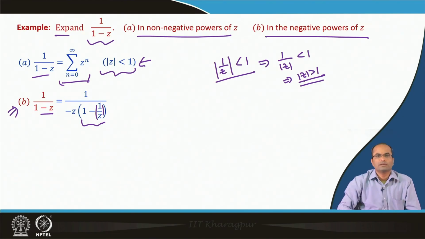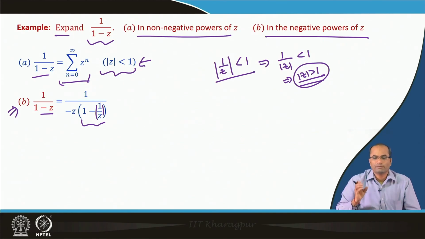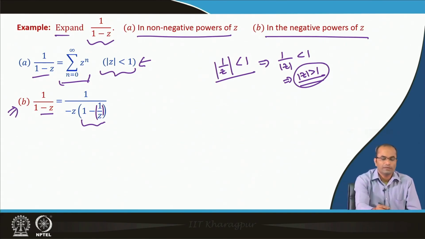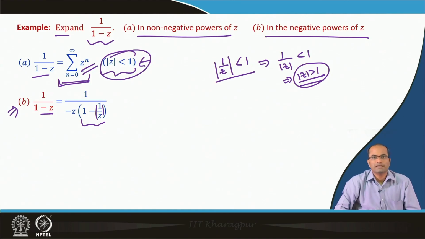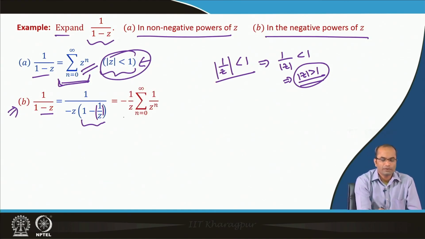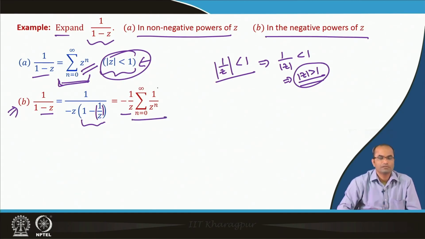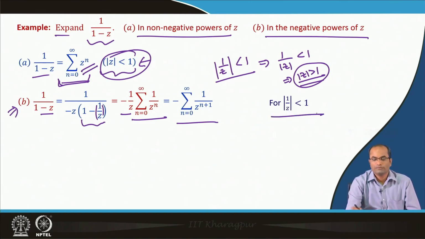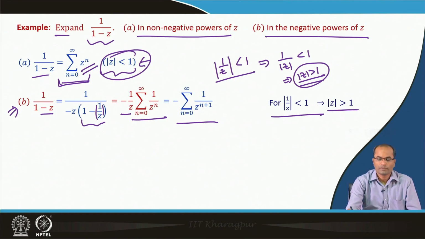So, the new expansion will be valid in this outer part where mod z is greater than 1, whereas the earlier expansion, the summation from 0 to infinity of z power n, is valid when mod z is less than 1. So, if we expand this now, we have 1 over z sitting outside, and then the summation from 0 to infinity of 1 over z power n, and the validity will be mod z greater than 1, which we can evaluate from the absolute value of 1 over z less than 1.